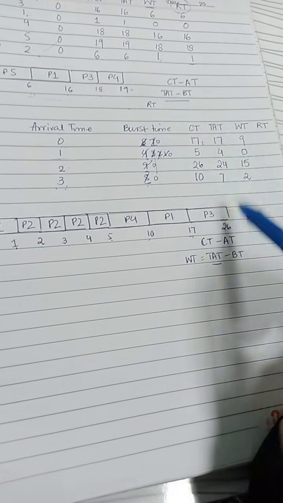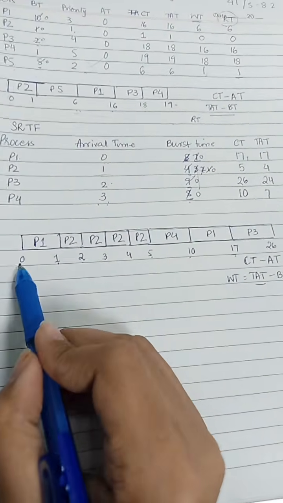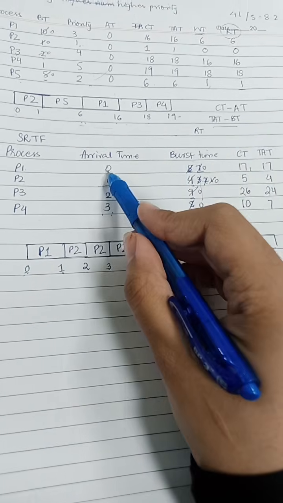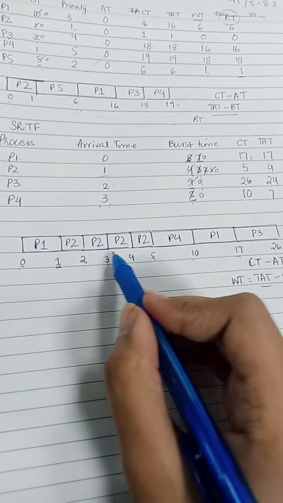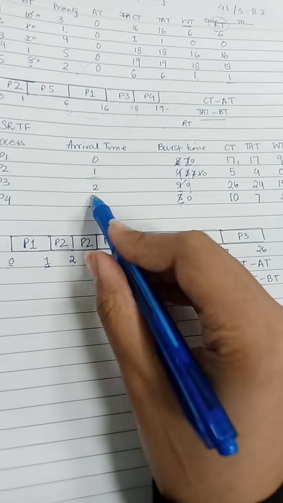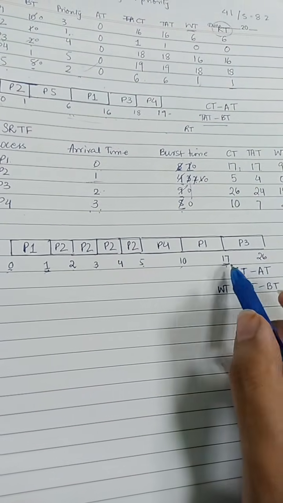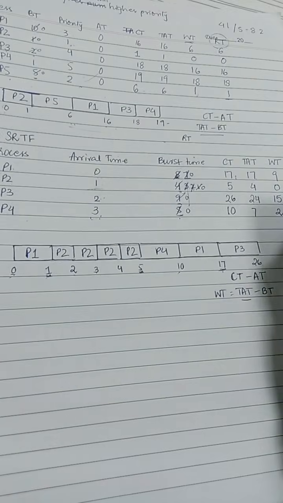Response time, we check what was the arrival time of the first process. Let's say P1 first ran at 0 in the Gantt chart, minus the actual arrival time, which is 0. So P2 came at 1, actual arrival time is 1, 1 minus 1, 0. P3 came at 17, actual arrival time is 2, so this becomes 15. P4 came at 5, actual arrival time is 3, 5 minus 3, 2.